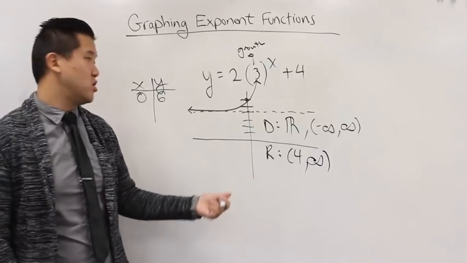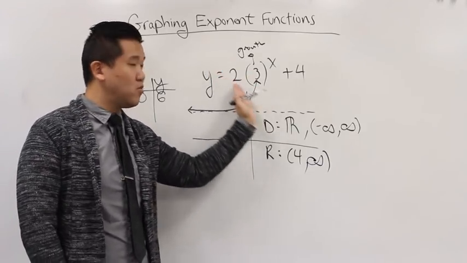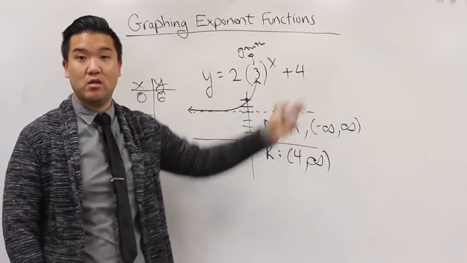All right, check your answers. This is how your graph should look. If it was a fraction, then it would go the other way. But we always start at our HA.